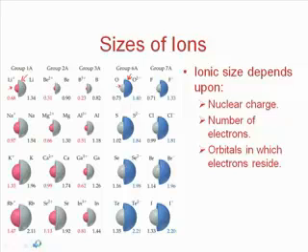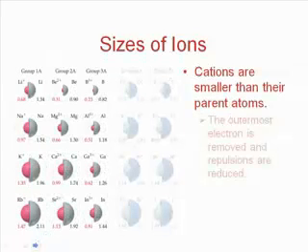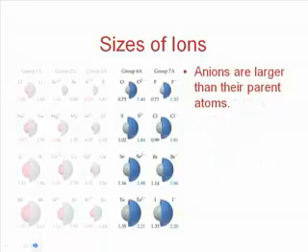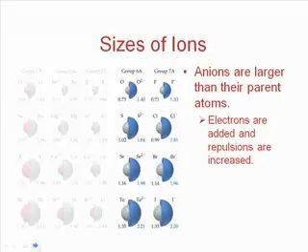So let's take a look here. It's focusing just on these, which are all metals forming cations. As you can see, as we form a cation, as we lose electrons, the ions get smaller. This is comparing the neutral atom to its positive ion. And then conversely, anions, on the other hand, as we add electrons, we increase the radius.